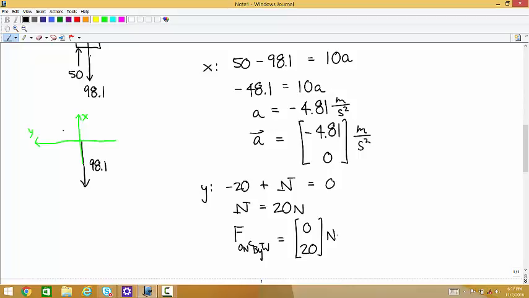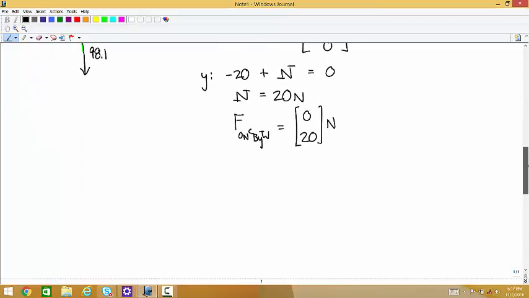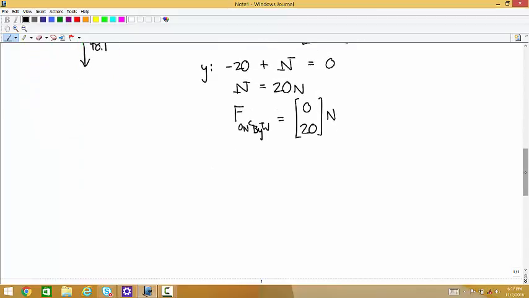Any questions about that? All the subscripts, the crazy subscripts. Force on C by W. So on cart by wall. Any other questions?